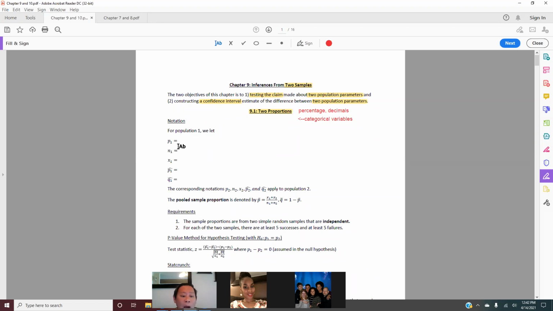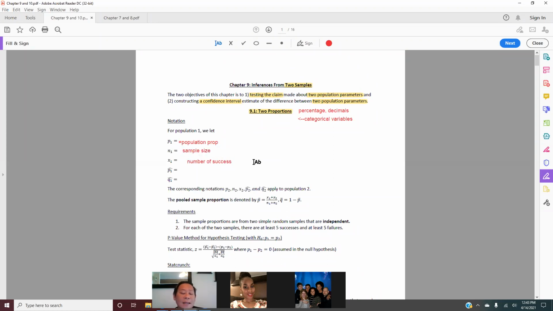In order for us to separate the first and second proportion, we put 1 for the first population, and we put 2 for the second population. So if you see 2, it means it's for the second group. The p1 in this case is the population proportion for the first population. This is your sample size. This is the number of successes.